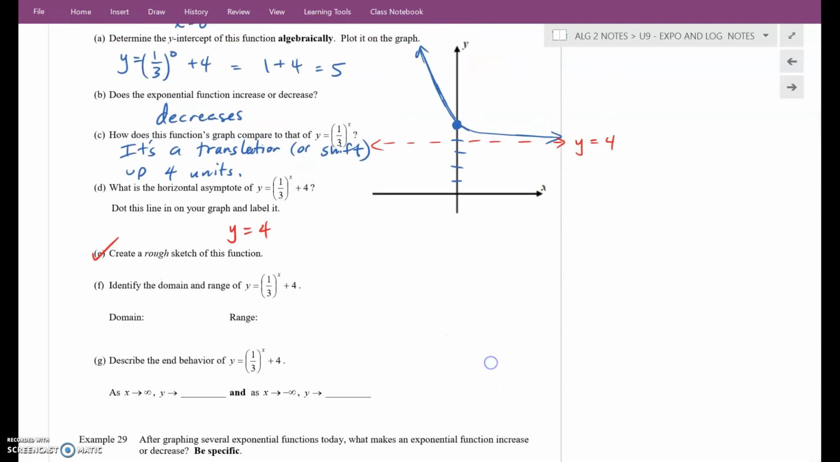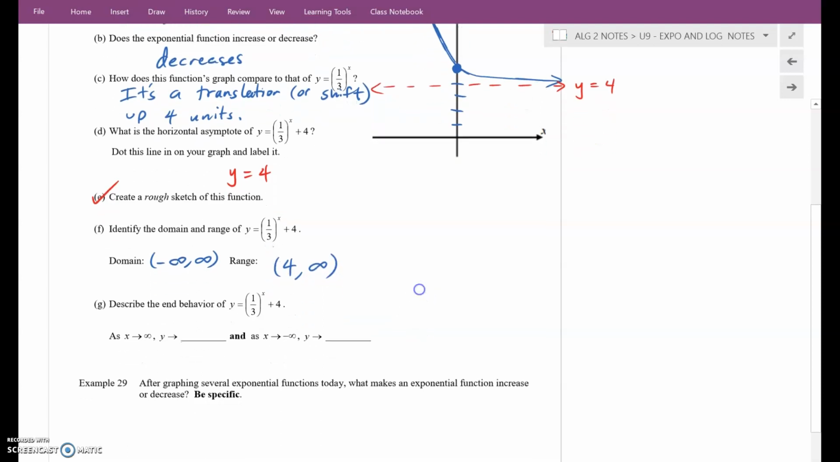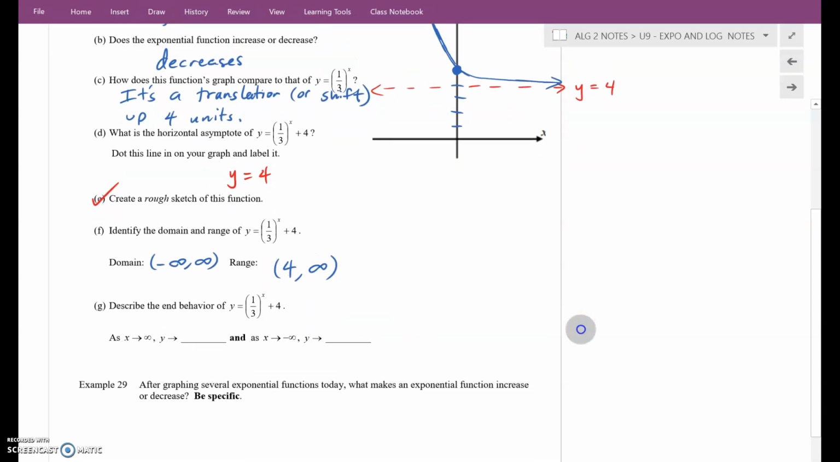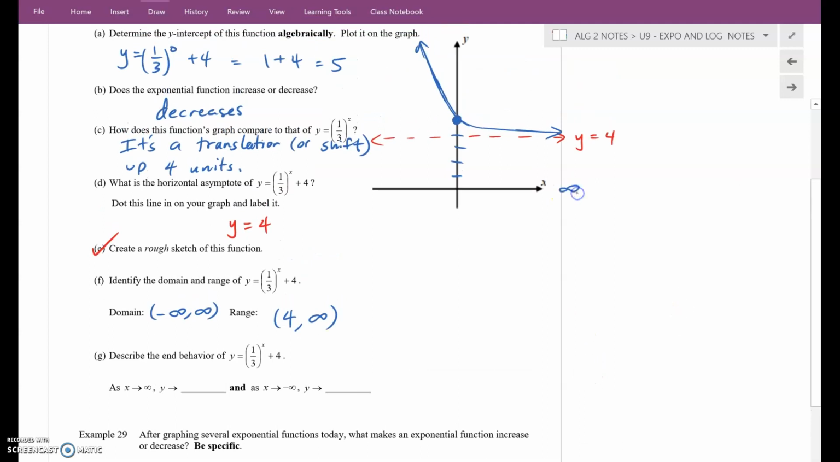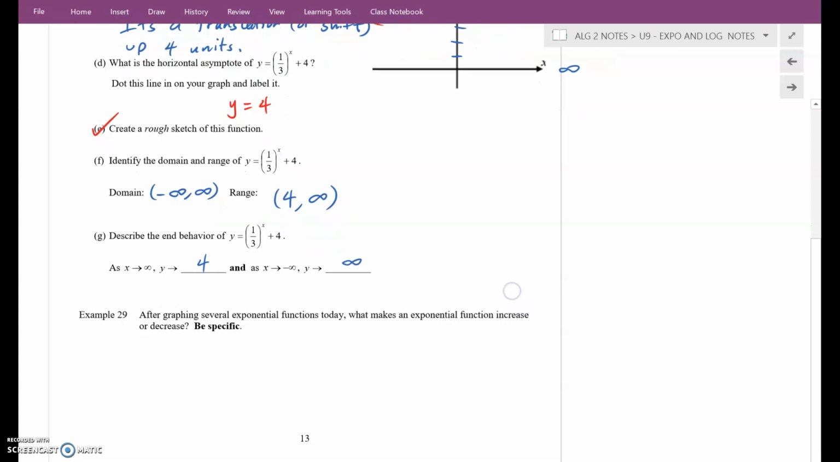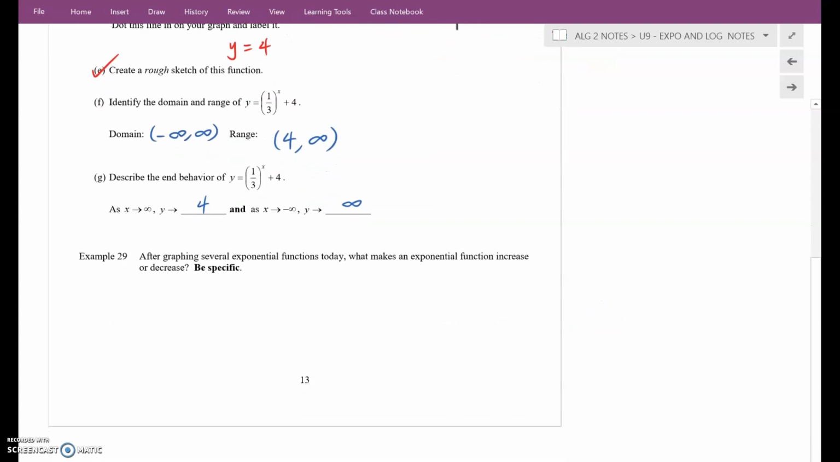Okay, domain, we're still going from negative infinity to positive infinity, all real numbers. But the range is going to go from 4 to infinity. And behavior: as x goes to positive infinity, y is going to 4. And as x goes to negative infinity, y is taking off like a rocket up to infinity. After graphing several exponential functions today, what makes an exponential function increase or decrease? The base.